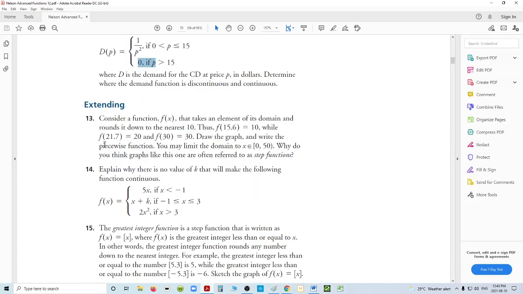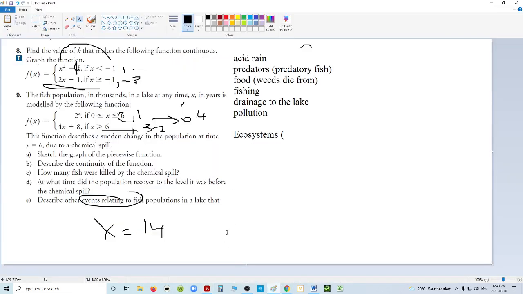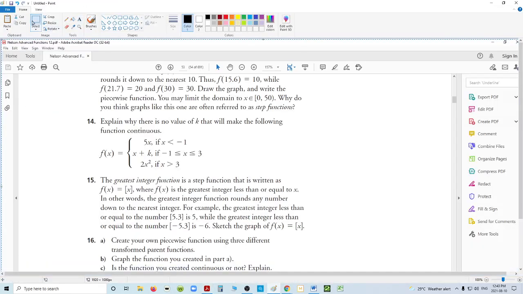Extend and consider this function, takes an element of its domain and rounds it down, and there's 10th. No, I'm not doing this. Explain why there's no value of k that will make the following continuous. Okay, I think we can do this one. The first thing to do is figure out the function that has all the information we need.